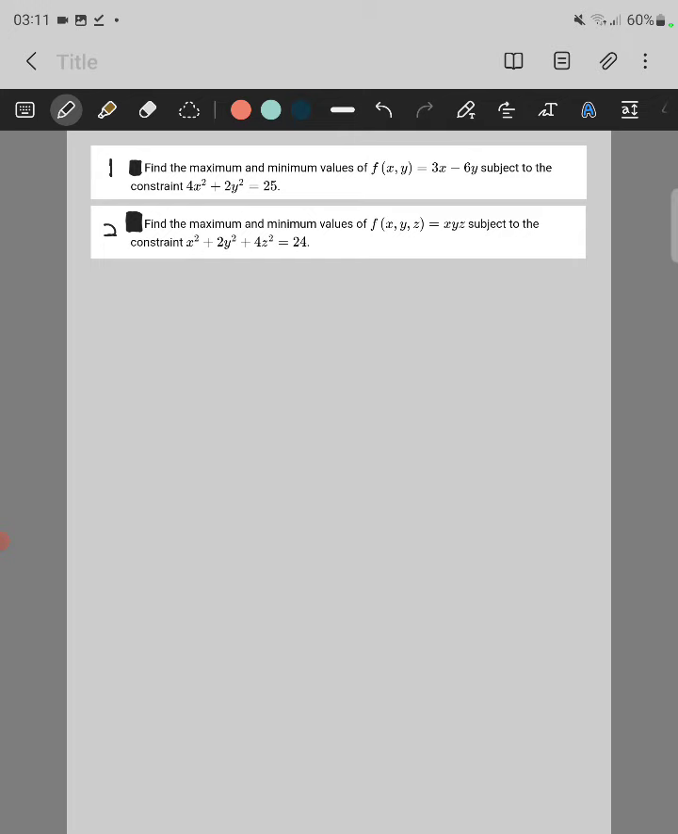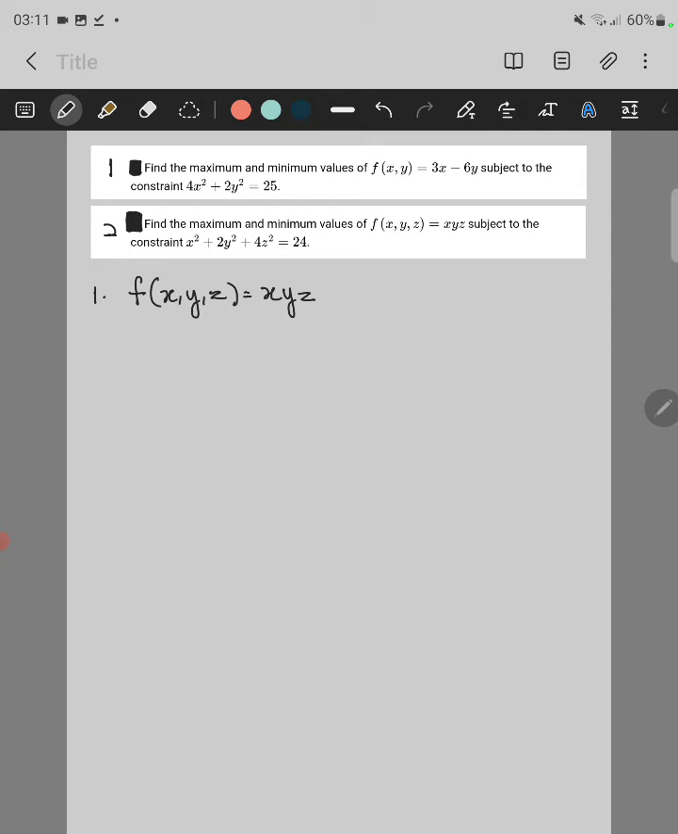Now we have a question where we need to find the maximum and minimum value of this function subject to this constraint. Let's repeat what we already did in the first example. We have 5 steps. In step number 1, we need to know our function f and also our g. Our function f(x, y, z) is equal to xyz.